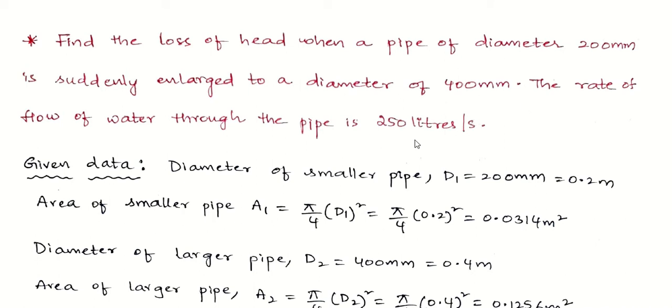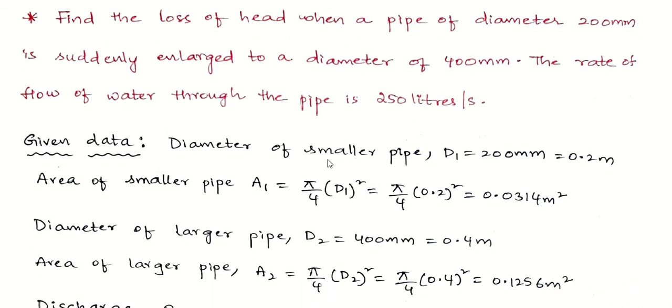The discharge is also given, 250 liter per second. He is asking us to calculate head loss. So if you remember, the formula for head loss for sudden enlargement was (V1 minus V2) whole square by 2g, where V1 was the velocity before enlargement and V2 is the velocity after enlargement. But we don't know the values of V1 and V2, right? It's not given in the question. So that's the reason they gave us the value of discharge. From discharge, we will calculate V1 and V2, then we will proceed with calculation of head loss.